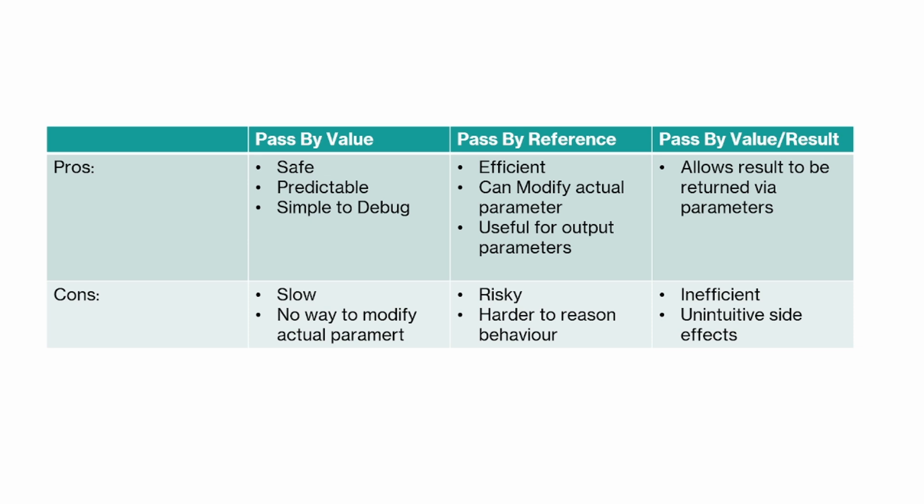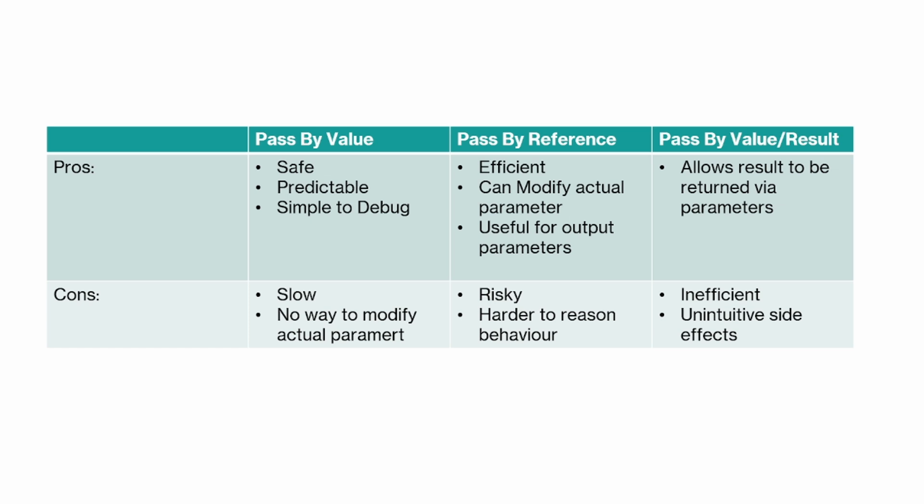And another con, there's no way to modify the actual parameter. Unless there's no way of doing it, the only way we can get a result is by returning a value, and it won't be the actual parameter that gets changed. It'll be some other variable that gets changed.